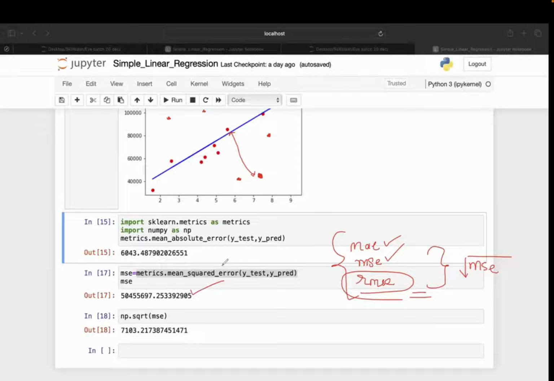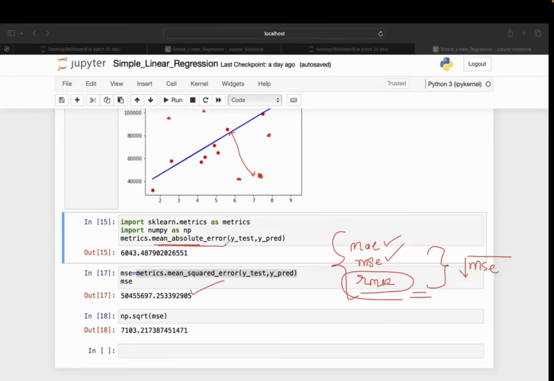And now, who will tell me why we are squaring it? Yesterday we already had a discussion over this. Since I don't want my error to come in the negative direction, that's why I'm squaring it up. After squaring it up, you are getting a huge value. Understand that it is nothing but the data point which is very far away from the best fit line. Okay. So you can choose mean square error. I'm talking about 1-2 data points here.